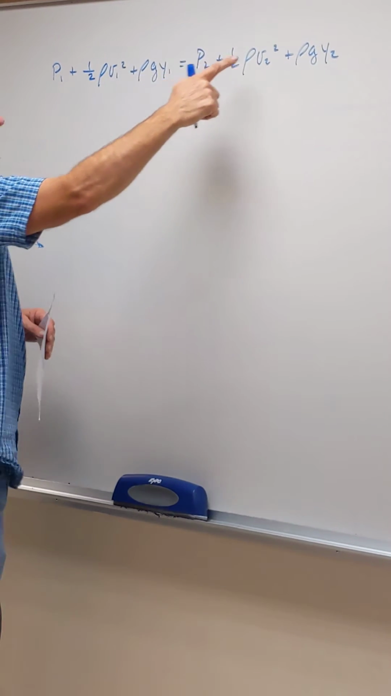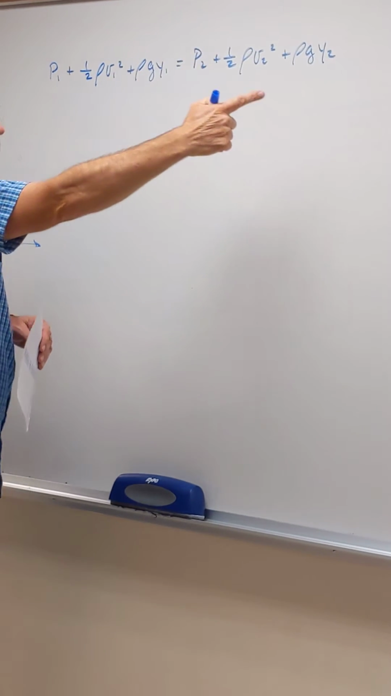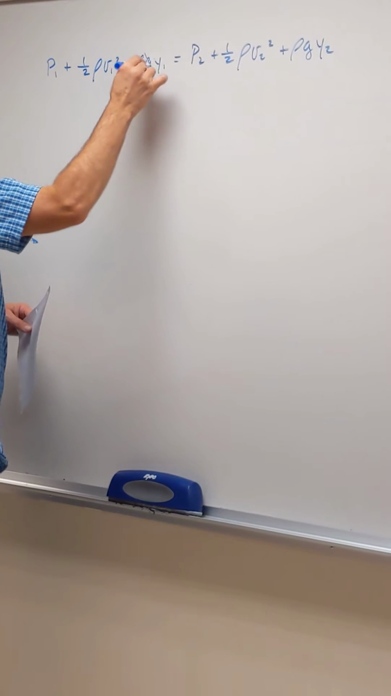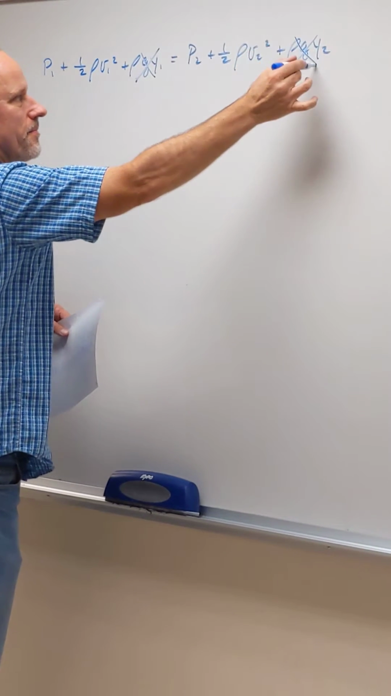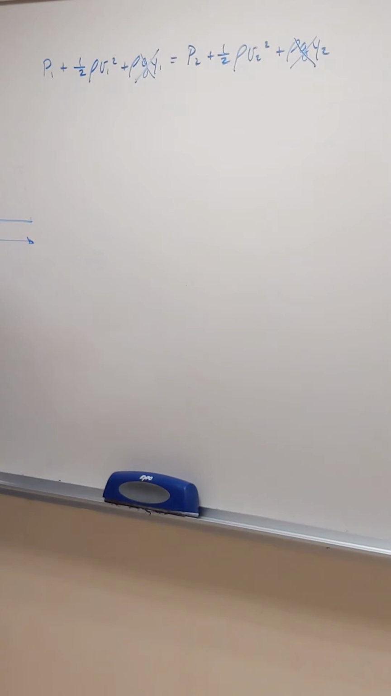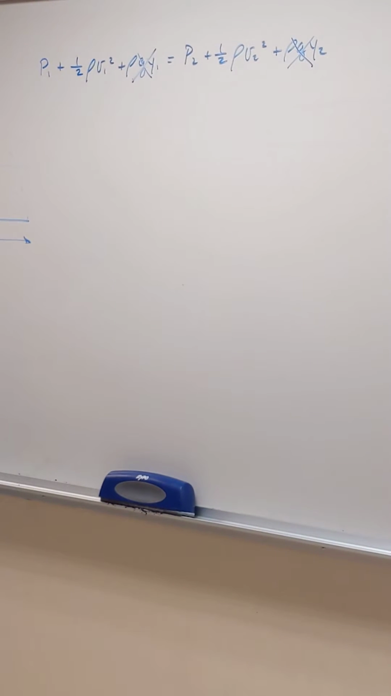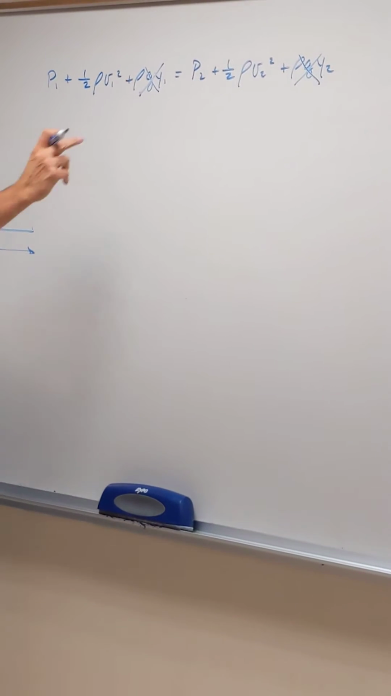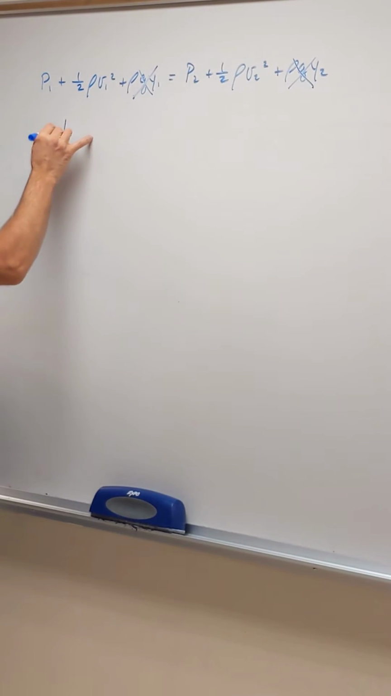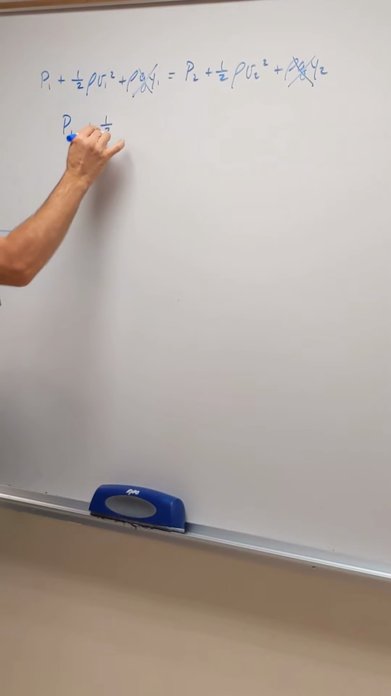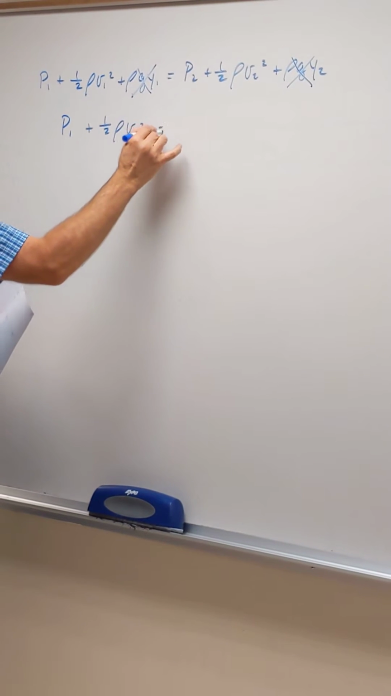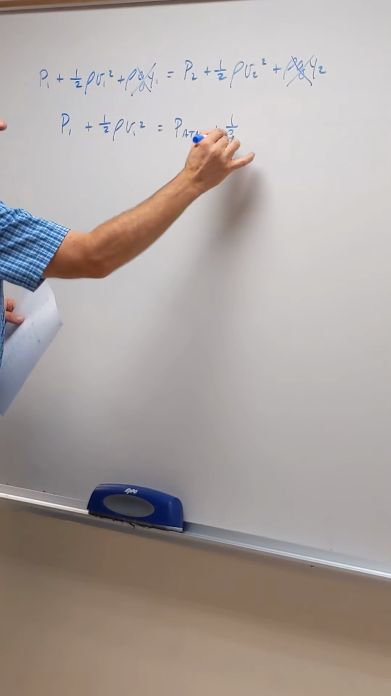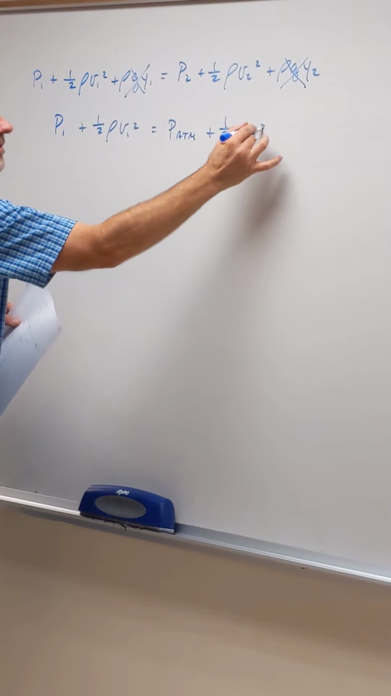Is there a height difference between the front of the gun and the back of the gun? They say the reservoir and the nozzle are level, so I can take care of that. What is the pressure a water molecule faces just as it leaves the gun? Atmospheric pressure. So P2 here is actually atmospheric. So P1 plus 1/2 rho V1 squared equals P atmospheric plus 1/2 rho V2 squared.